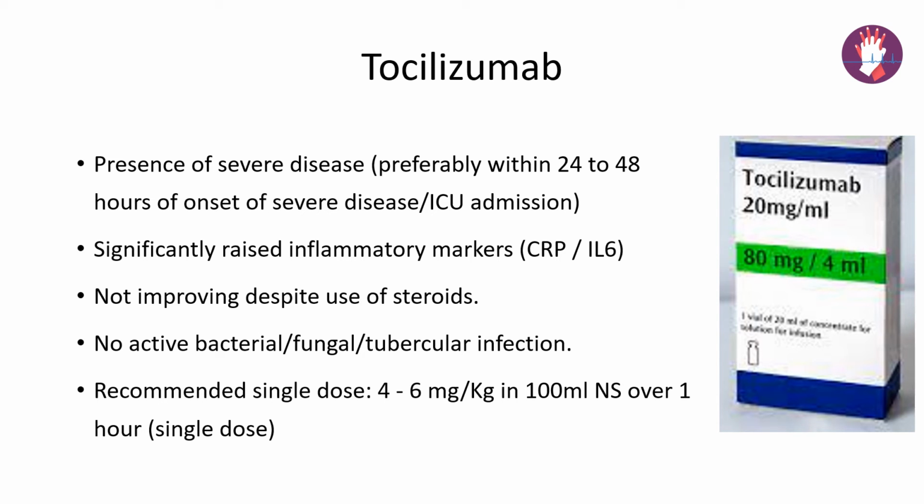immunosuppressing medication called tocilizumab at a recommended single dose of 4 to 6 milligram per kilogram in 100 ml of normal saline over 1 hour. I repeat, as a single dose. And this is an experimental therapy. There is no strong evidence recommending it for all patients. So please be careful in choosing your patient category, and early intervention in the right kind of patient might give some benefit in managing severe COVID patients.